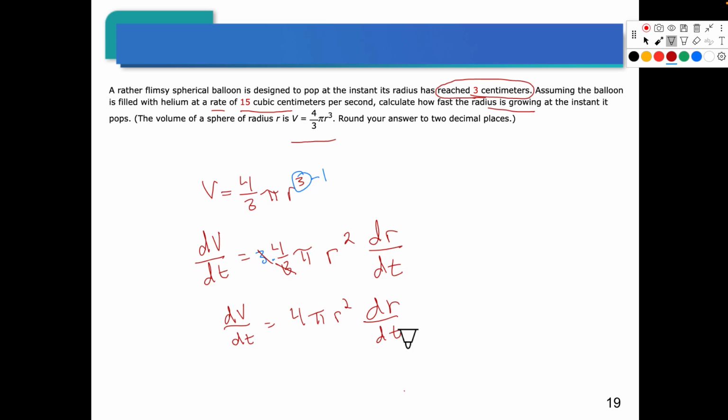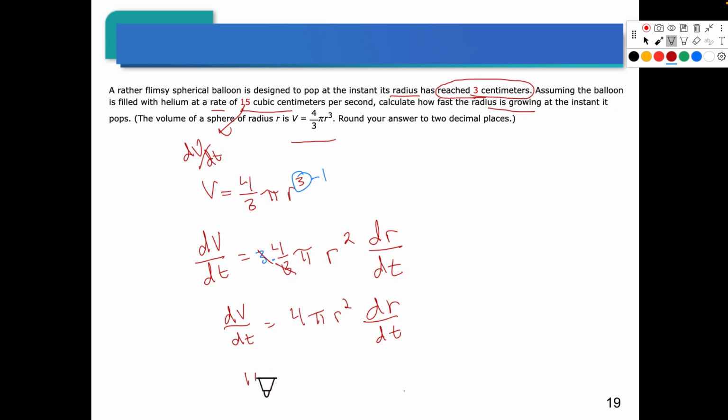Now this is a dynamic situation, things are changing, but what we want to know is what's the snapshot of this picture when that balloon pops, right? So at that snapshot, what do we know? We know the radius. The radius has to be 3 centimeters at this instant. Okay, so we can plug that in. We also know the rate that the volume is changing. We know the derivative of the volume, we know dV/dt. So this 15 is dV/dt. So we can start plugging that stuff in.